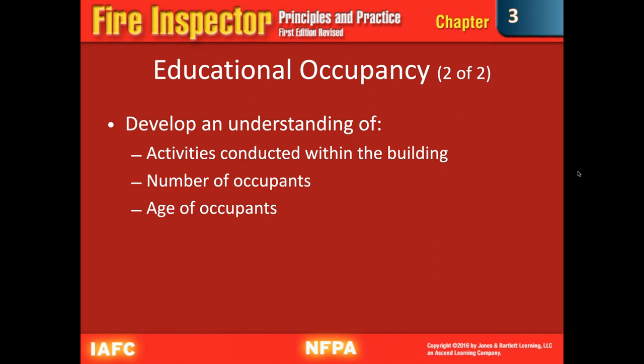I'm going to go ahead and beat that into the ground now. It's considered an assembly if it's 50 or more. So the high school gym is technically going to be a separate occupancy type than the classrooms because the gym is designed to hold more than 50 people. So that's an assembly. When you're inspecting a school and you walk into the gym, you're going to have to shift gears. And that's a magic number. 50 is always a threshold that goes from something else to assembly, and that something else can be anything that we've talked about.